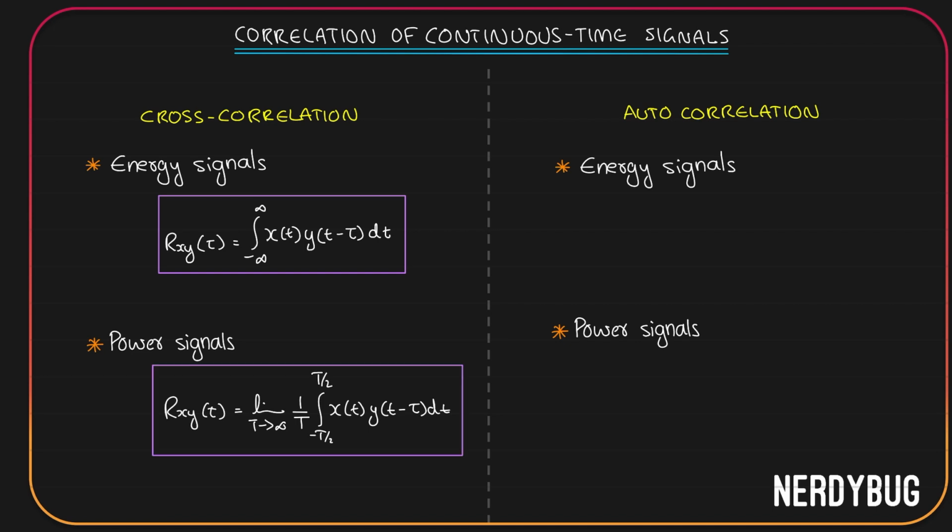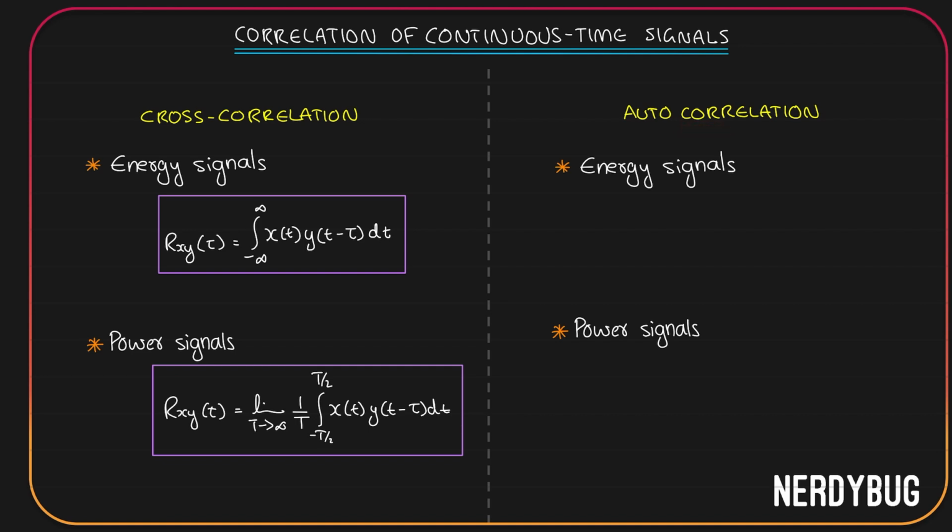Power signals are usually periodic. In that case, you can simply take this part and calculate it for one period. If it is not periodic, then it will extend from minus infinity to infinity. Then you can apply the limit t tends to infinity and use the same expression.